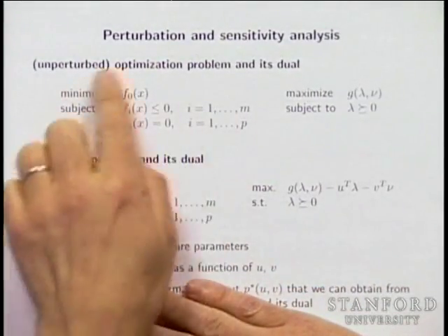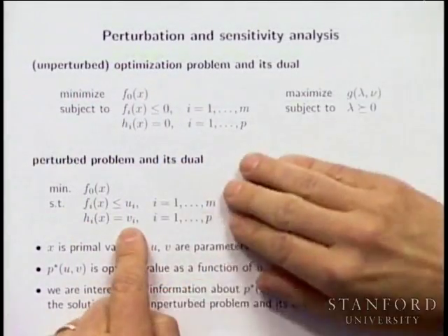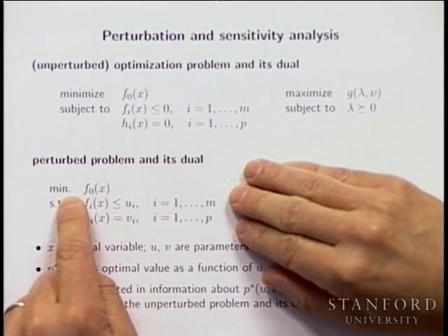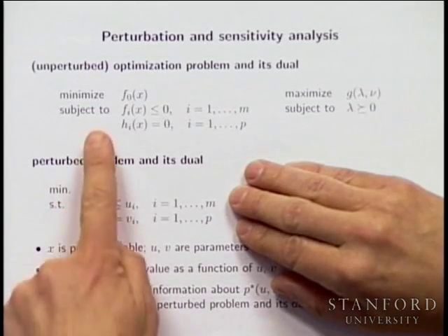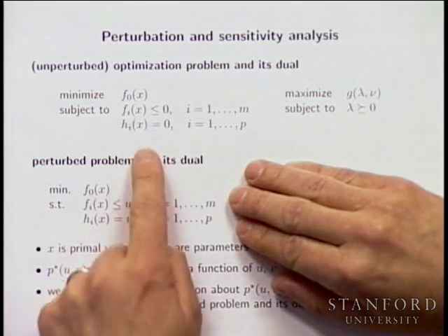Let's take our original problem. That's this thing here. And what we're going to do is the following. We're going to perturb it. Notice the period. Everything's cool here. See, that min means it stands for minimize. That's what the period means. Okay, so S.T., that's subject to. So everything's cool here. So what you do is you perturb the problem.